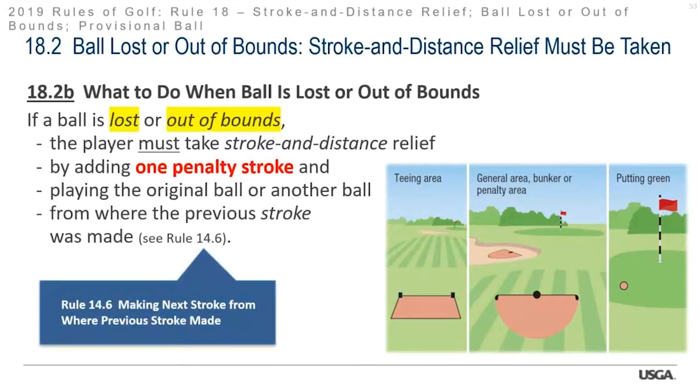But if the ball is now lost or out of bounds, the player must, underlined there again, take stroke and distance relief by adding one penalty stroke. And you may play the original ball or another ball as a substituted ball at that point from where the previous stroke was last made. Again, we've got the 5 areas of the golf course that we're talking about where you would go back to last play from.